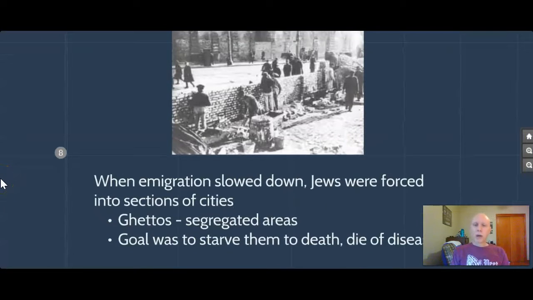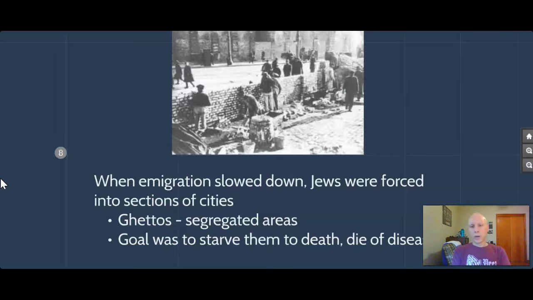As emigration slowed down and less people were leaving Germany, that's when conditions got gradually worse for the Jews that were still living there. This is when we begin to see Jews segregated into specific portions of cities. This is where the term ghetto comes into play. Ghetto is a term that just refers to a segregated area. And so one of the things that would start to happen is in bigger cities, and not necessarily even German cities, but in some cases cities in conquered territory of Germany, Jews would be put into a portion of a city.